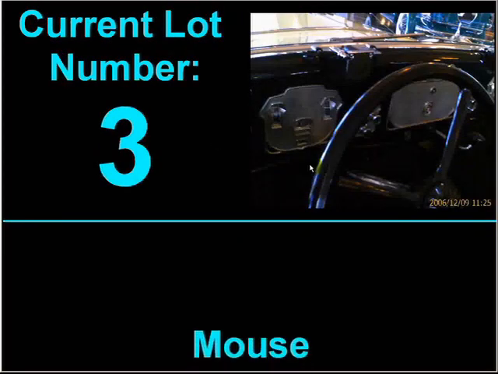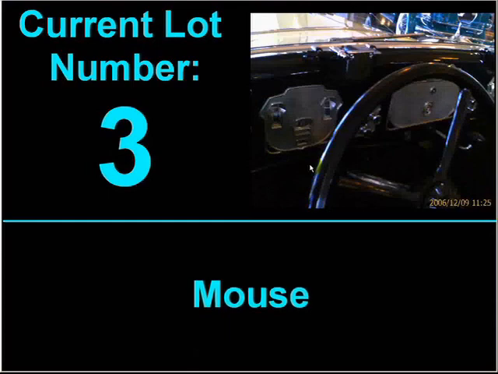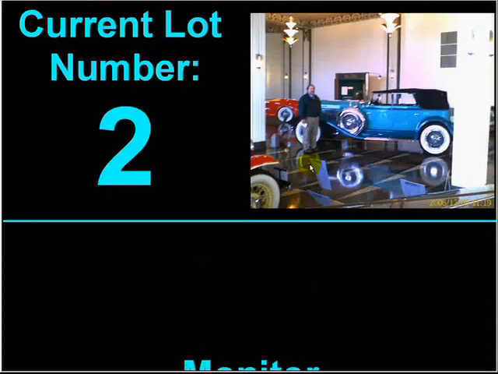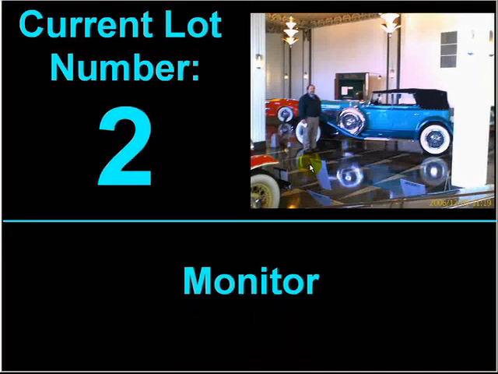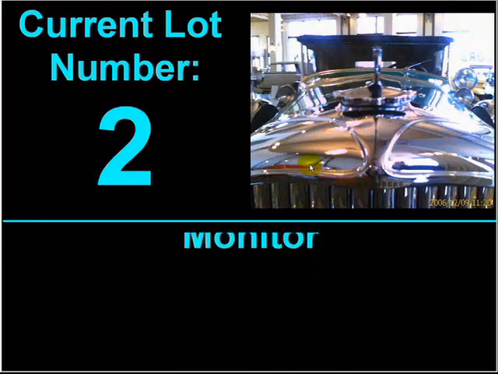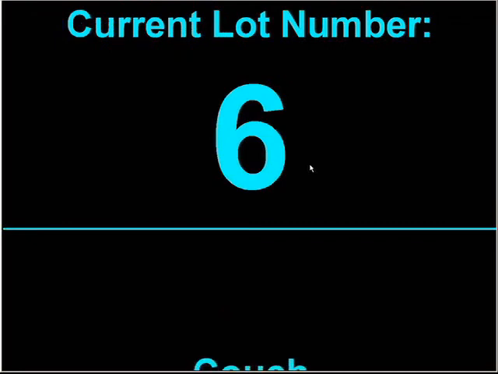I'll hit P as in previous. That's another keystroke. That takes me back to lot number 3. I'll hit P as in previous again, and that takes me back to lot number 2. How do I get to the last lot in the auction? You guessed it, you hit L as in last. And that takes me to the last lot in this sample auction that we have here.